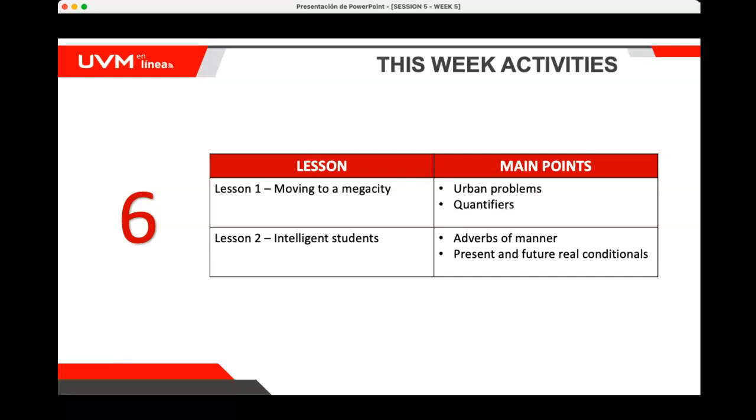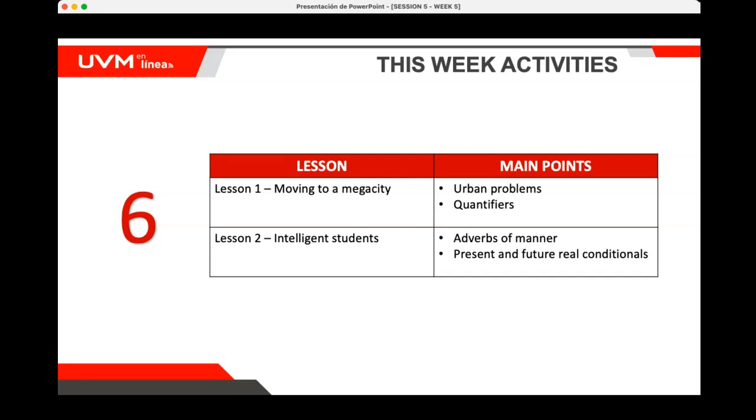For B1 level, you need to manage all the conditionals. And we have too many forms in conditionals, in English. They have other kind of names. You see here present and future real conditionals, but in reality, or in terms of grammar, they call them a zero conditional, first conditional, second conditional, third conditional, mixed conditional type 1, and mixed conditional type 2. So in reality, in English, you need to learn 6 conditionals.